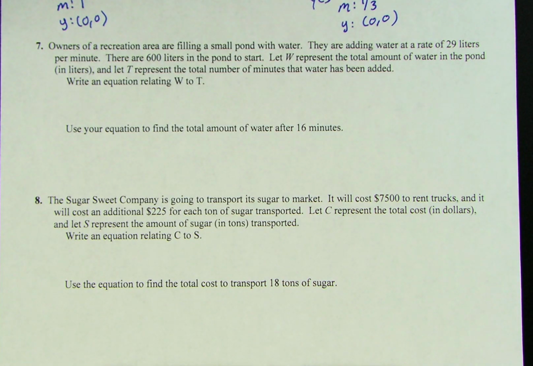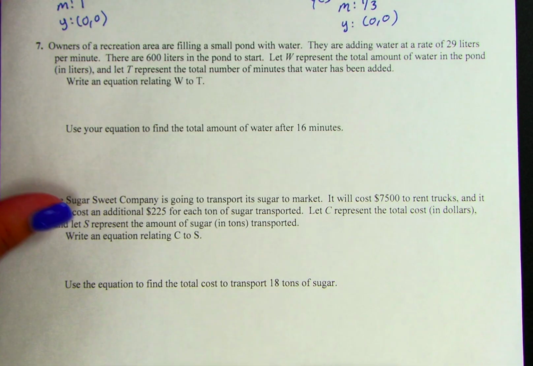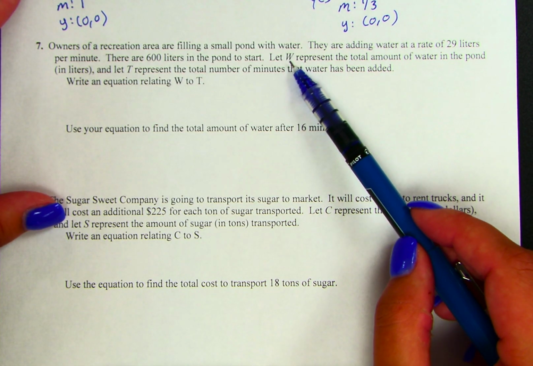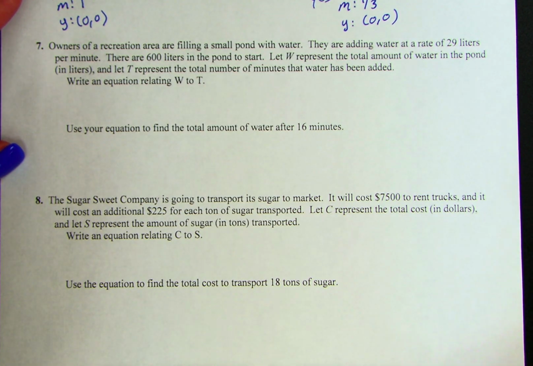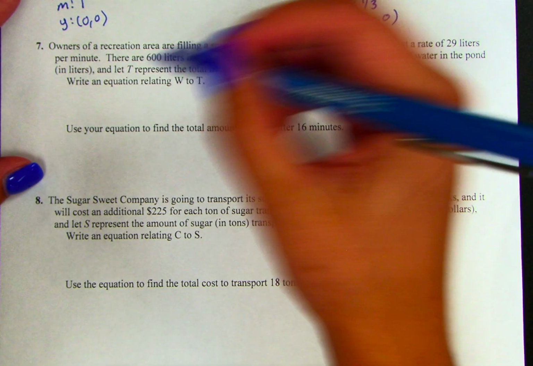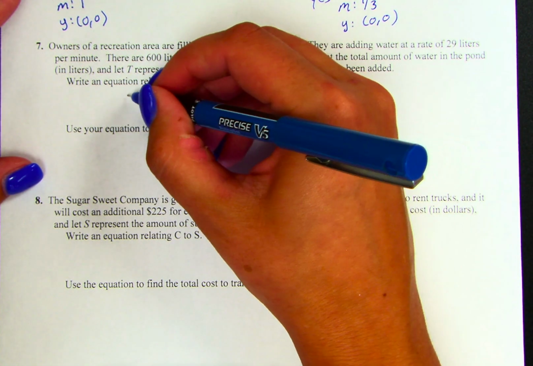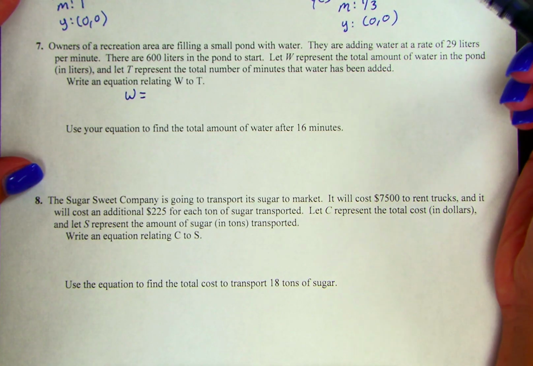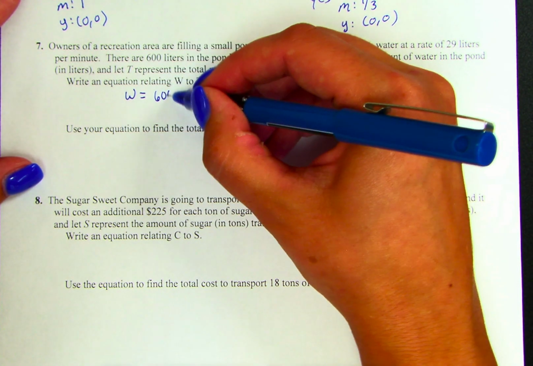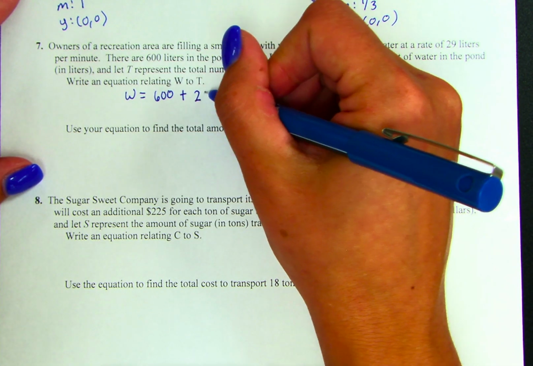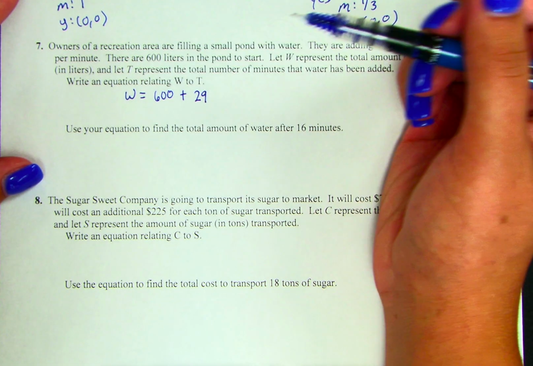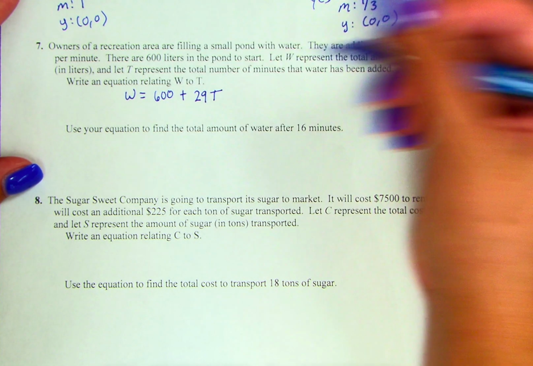Okay, so the first part of the question, they are asking us to write the equation of the variables that they have defined. So looking at this, we are comparing how much water is being added over how long it takes. So we would want to say that our total amount of water, W, equals what we started with, the 600, plus the rate that we are adding. So we are adding 29 liters per minute, which is represented with T.